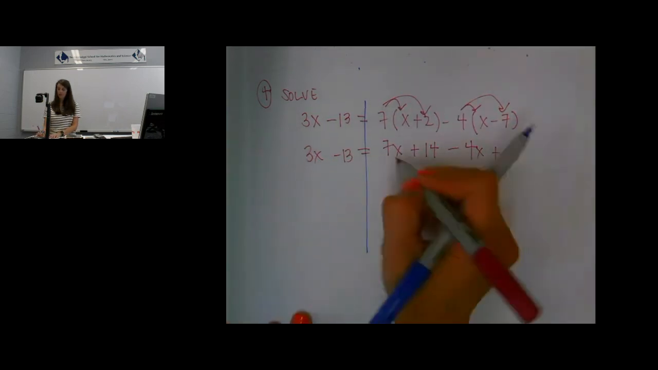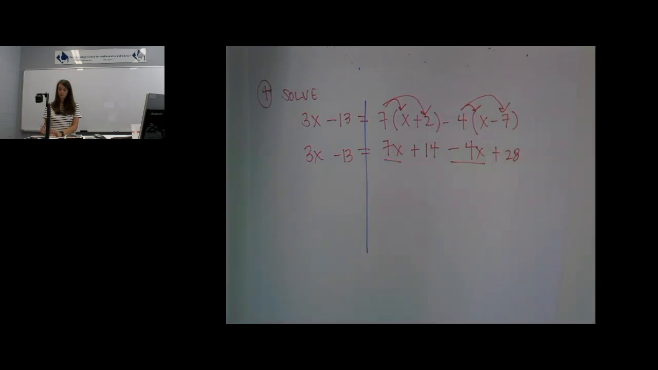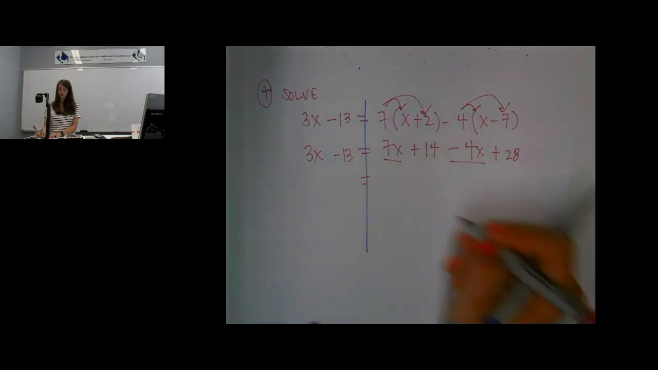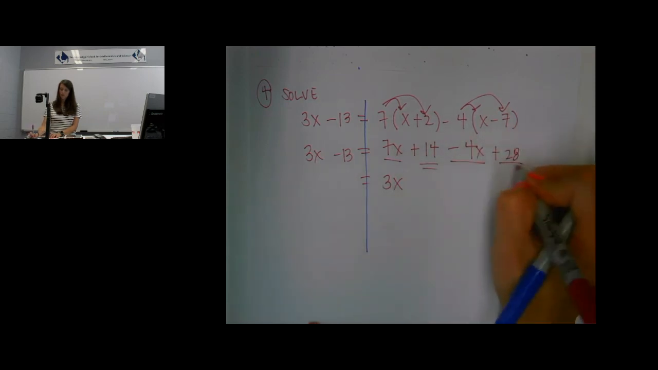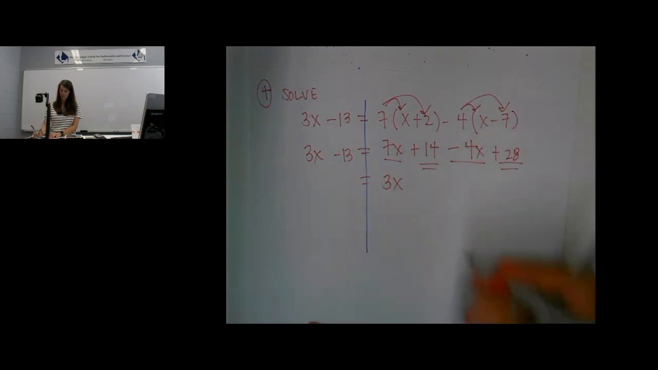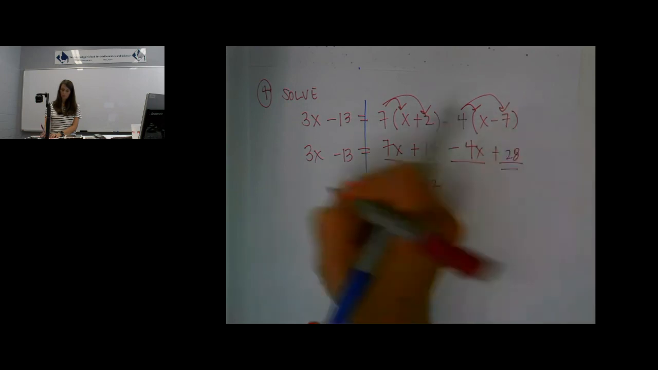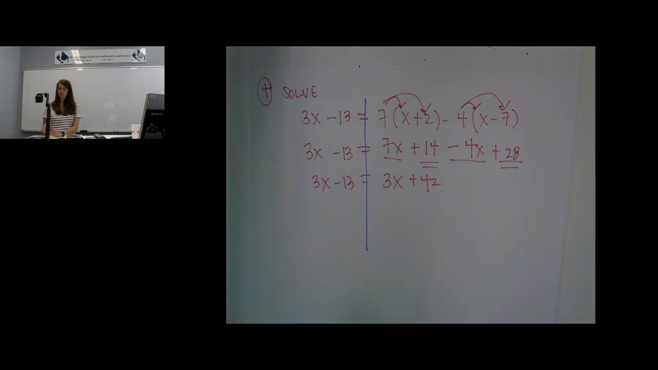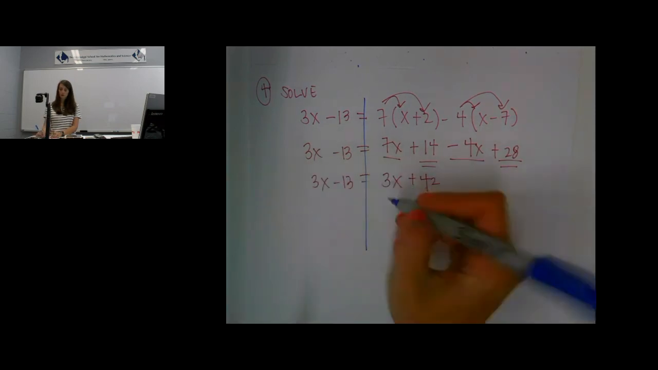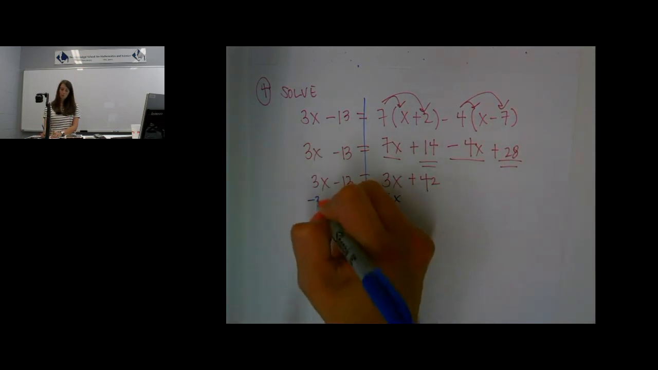Okay, so now we're going to combine like terms here. So 7x minus a 4x is a 3x. And then 14 plus a 28 there is going to give you a positive 42. Okay, so now we need to combine like terms on opposite sides. So I'm going to subtract that 3x.